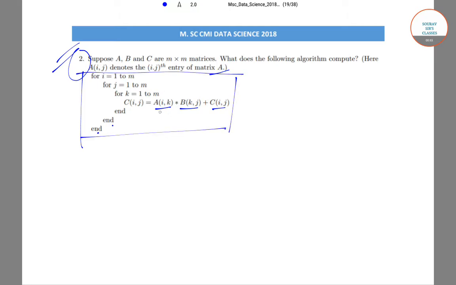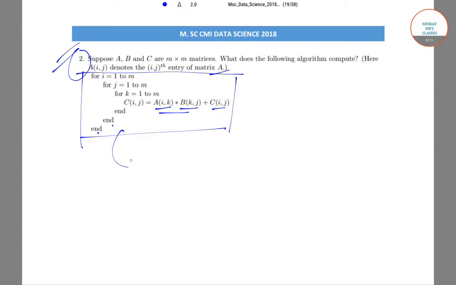So as you can see over here, the Ik term of the matrix A is multiplied to the Kj term of the matrix B, and ultimately if we multiply the matrices A and B, this gives us the AB matrix, which is the Ij term of the AB matrix of the matrix C.